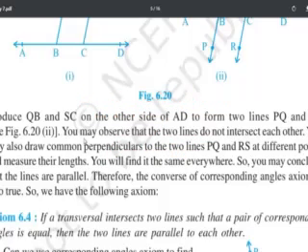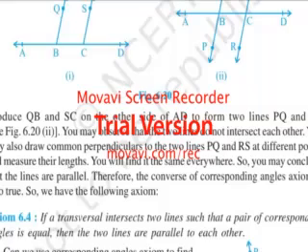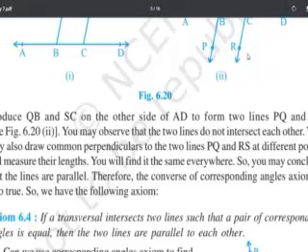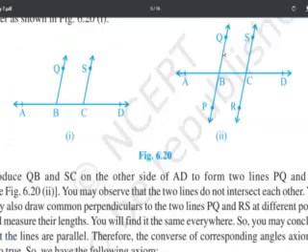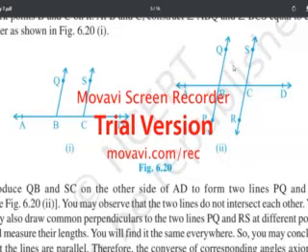Now you may observe that the two lines do not intersect each other. You may draw a common perpendicular to the two lines PQ and RS at different points. Perpendicular lines you can draw of any length and measure the length. You will find the length is the same everywhere. From R you can draw a perpendicular line, from C, from S, and from Q also. Everywhere you will see the length will be the same.